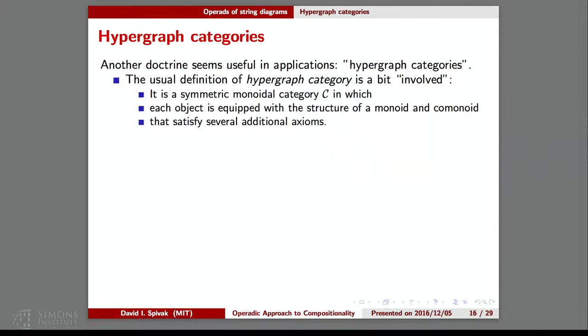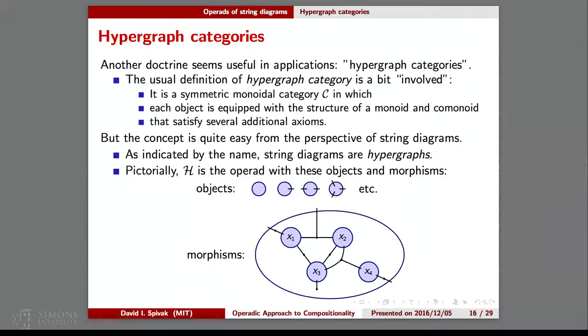Another doctrine that seems to be useful in application is hypergraph categories. And I find the usual definition of hypergraph category to be a bit involved. It's a symmetric monoidal category C in which each object is equipped with the structure of a monoid and a comonoid, and they satisfy a bunch of additional axioms. But it's really easy from a string diagram perspective. You're just wiring together little circles inside a bigger circle.